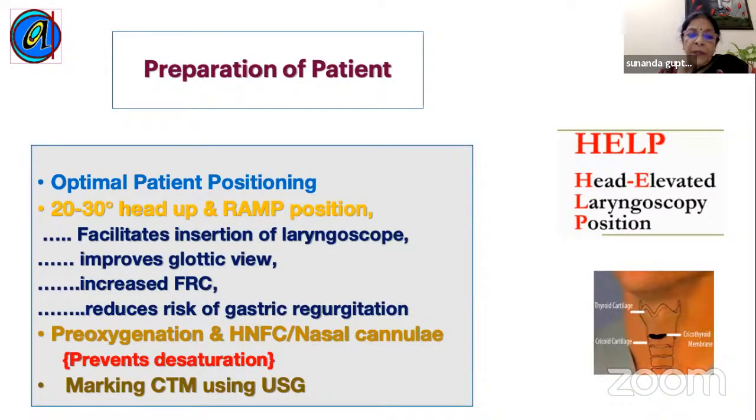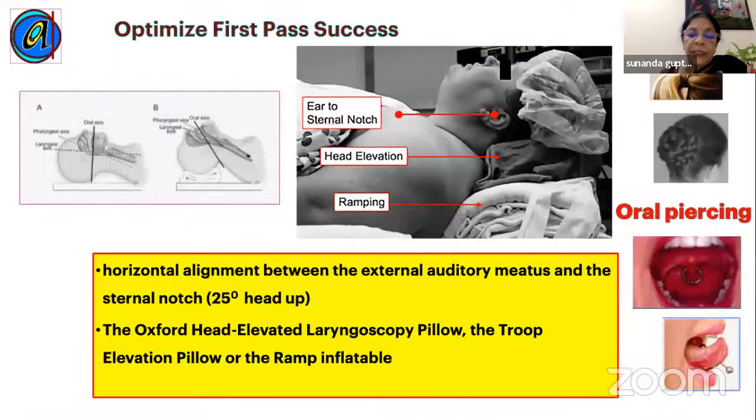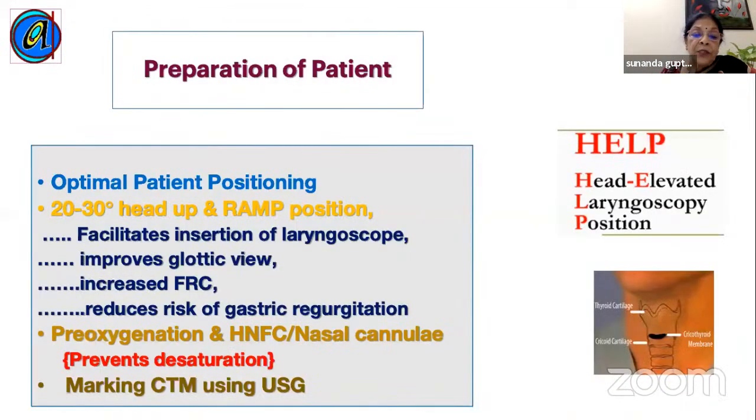How do you prepare the patient? An optimal patient positioning is important. A 20 to 30 degree head up position and ramp position will help you facilitate insertion of the laryngoscope. It improves the glottic view and it also increases the functional residual capacity and reduces the risk of gastric regurgitation.